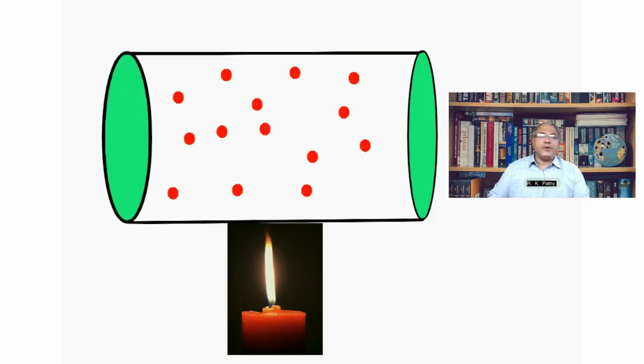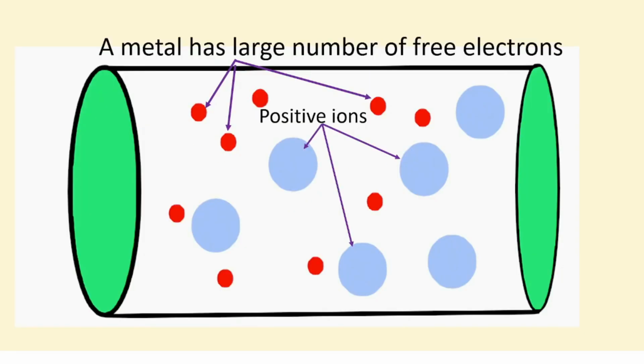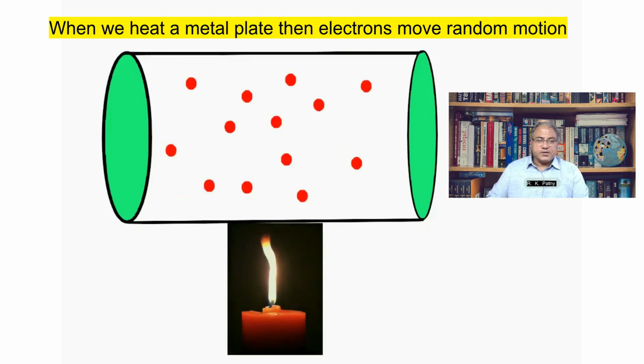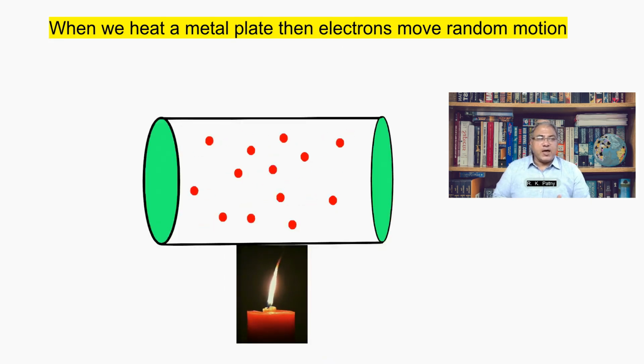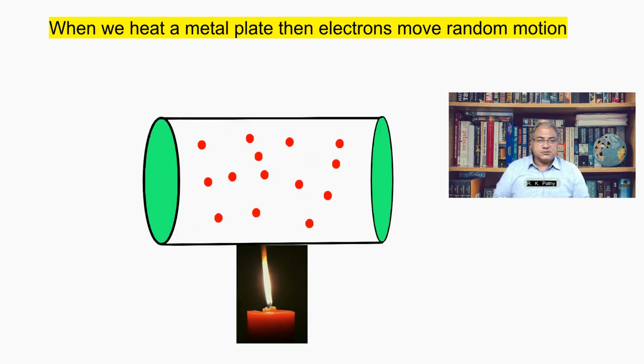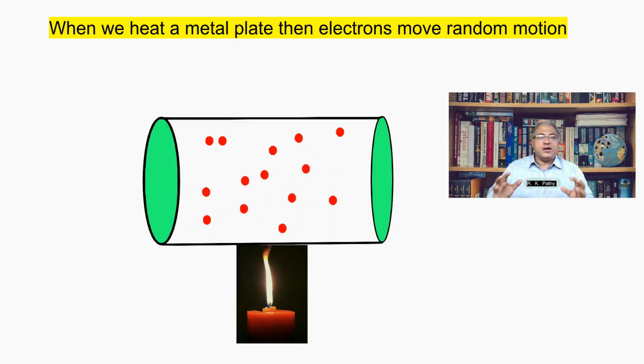Suppose we have a metal plate and we are heating the metal plate. Then what will happen to the metal plate? What happens to the electrons? Are the electrons moving or not moving? When we are heating a metal plate, what happens to the electrons?